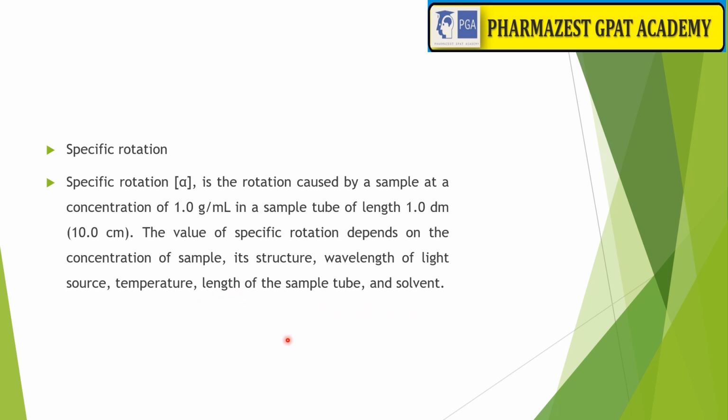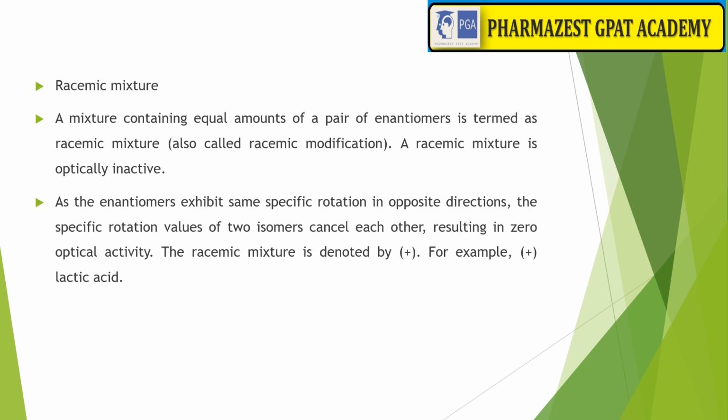Specific rotation is the rotation caused by the sample at a concentration of 1 gram per ml, present in a sample tube of length 1 decimeter, and this is known as the specific rotation of that sample. It mainly depends upon the concentration of the sample, its structure, wavelength of the light source, temperature, length of the sample tube, and solvent.